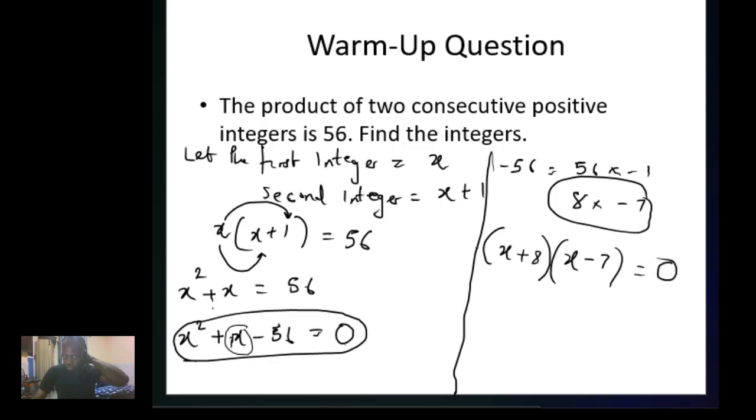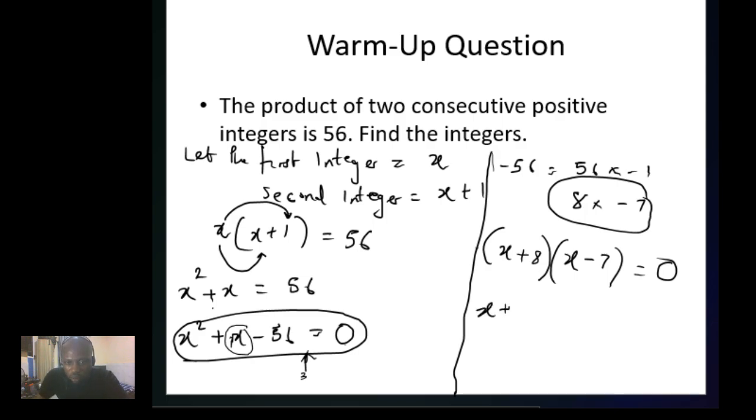So what we have been able to do right now is what? We have been able to reduce the quadratic equation to its factors. These are the factors that make up this quadratic equation that we have here. So the next thing we're going to do now is to equate each factor to 0.